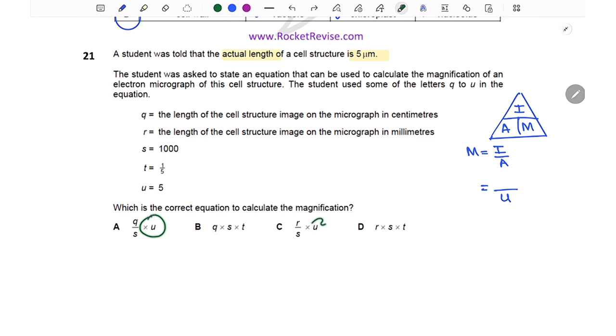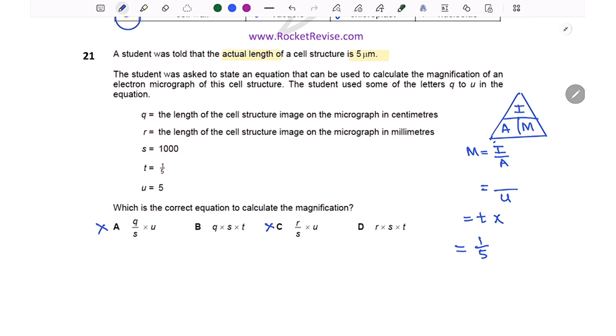In this case, we have U, but it's multiplying. U is never going to multiply, so you're going to get rid of those answers. But in replacement of U, you have 1 over 5. So that we can use. That way we are going to have 5, which is our U, that is our actual length, as the denominator. So we're going to have it as 1 over 5, which is T. So now you know T is our actual length, and that is 1 over 5. You're just going to have to times it with the image to find out the magnification.